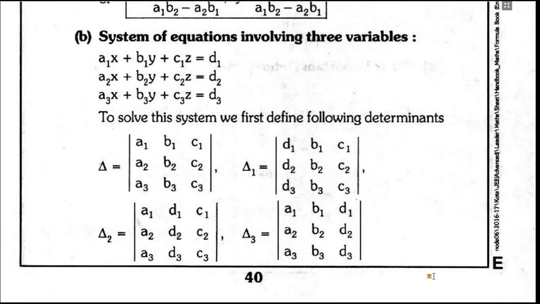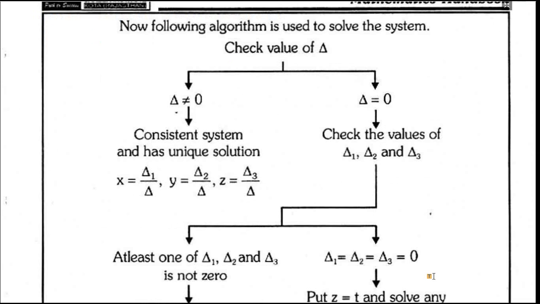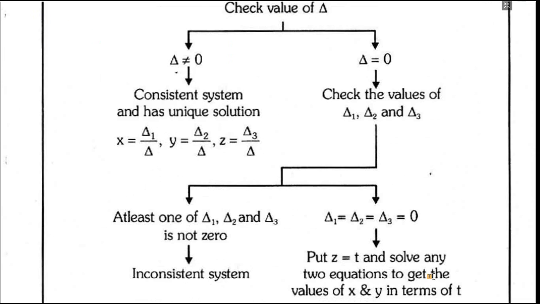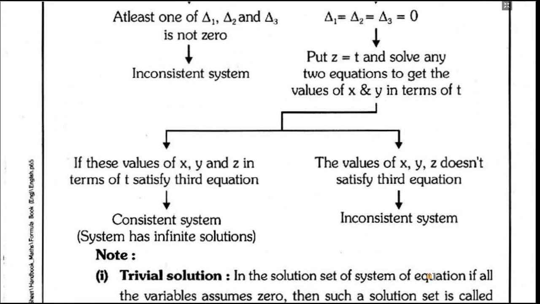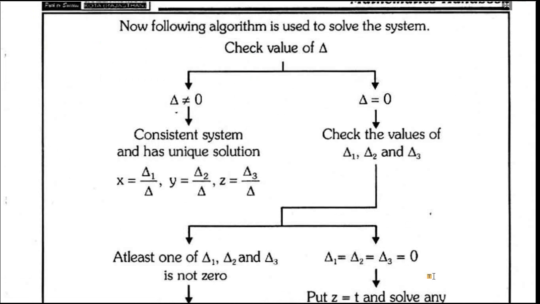By the same method, x is given by delta 1 upon delta, y by delta 2 upon delta, and z by delta 3 upon delta. But before that, we have to check whether the system is consistent or inconsistent. So the following algorithm is used to solve the system. Check the value of delta. If the value of the determinant is not 0, then the system is going to be consistent and it will have a unique solution, given by x equal to delta 1 upon delta, y equal to delta 2 upon delta, z equal to delta 3 upon delta.